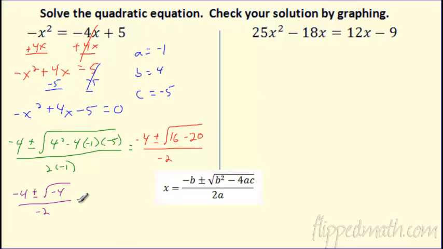Can we simplify this? Sure. Just like we just got done doing, split this into two fractions. This is negative 4 over negative 2 plus or minus. I'm going to go ahead and square root that. What do you get when you square root negative 4? You get 2i. And all of that is over negative 2. So I'm pretty good simplifying. Let's go ahead and finish this out. Negative 4 divided by negative 2 is positive 2.